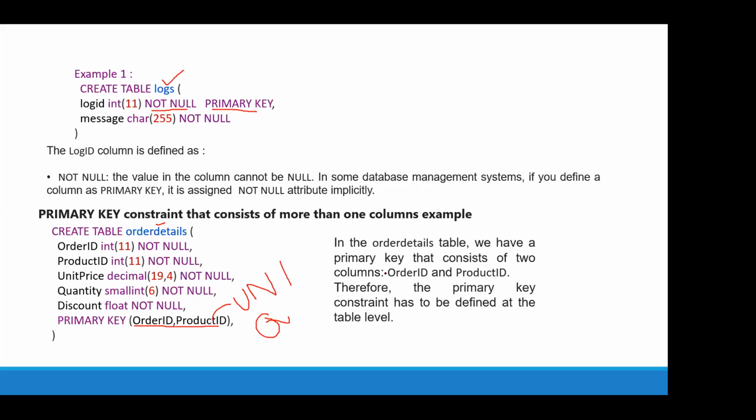In the order details table, see here we have a primary key consisting of two columns, order ID and product ID. Therefore the primary key constraint has to be defined at the table level. So we took only one primary key, but it is a composite primary key.